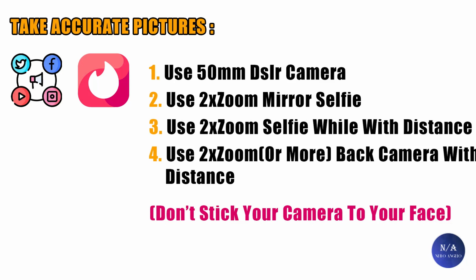If you don't have a DSLR camera with a 50mm lens or less, then you can use the mirror and the 2x zoom. By stepping backwards a bit, your face will look more flattering. Use the selfie camera or back camera, preferably with the 2x zoom, and again step back a bit to decrease the visible lens distortion. The closer the face is to the camera, the more distorted it will look.